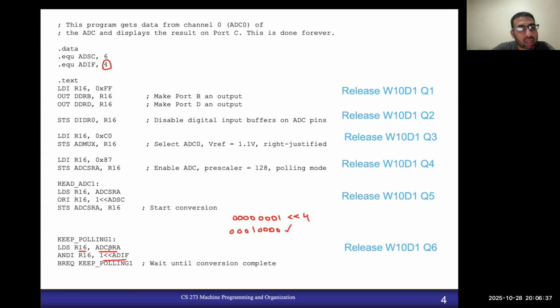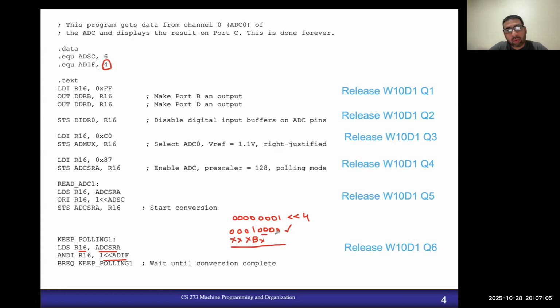What is R16? R16 is the value of ADCSRA, right? So I don't care about the other bits of ADCSRA. I care only about the bit at index 4, so I'm just writing B to indicate that. All other bits, I don't care, so I don't want to write X for them. So what will be the result when you use bitwise AND?